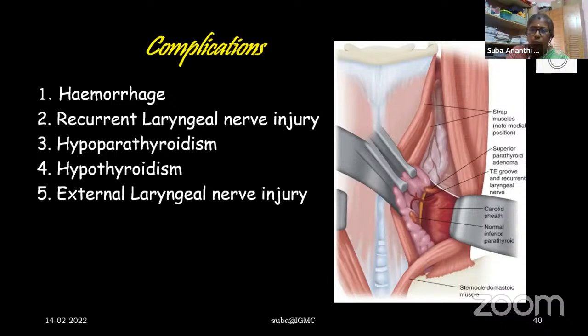External laryngeal nerve supplies the cricothyroid, the one limb, one muscle, and it's a tensor of vocal cord. So patient will not present any complaint unless she or he is a singer. So hitting high pitch is not possible if external laryngeal nerve is injured.